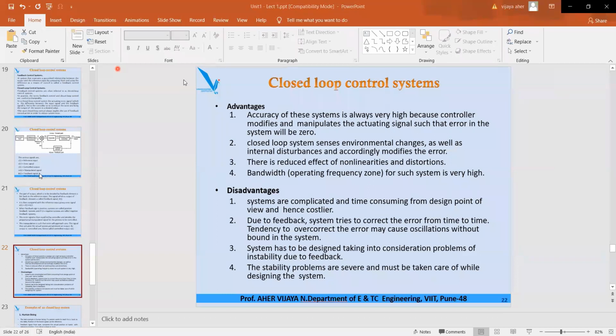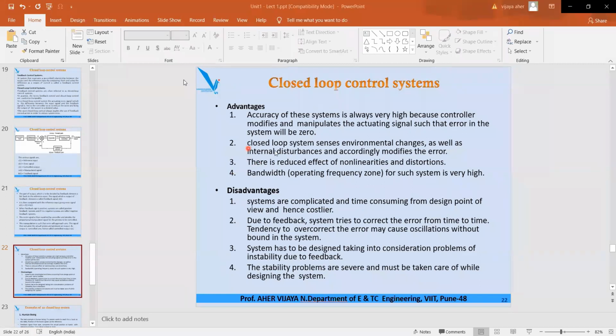So advantages: accuracy of this system is always very high, because the controller modifies and manipulates the actuating signal such that the error in the system will be equal to zero. And that's why accuracy is very high. So this is an important advantage of closed loop control system.